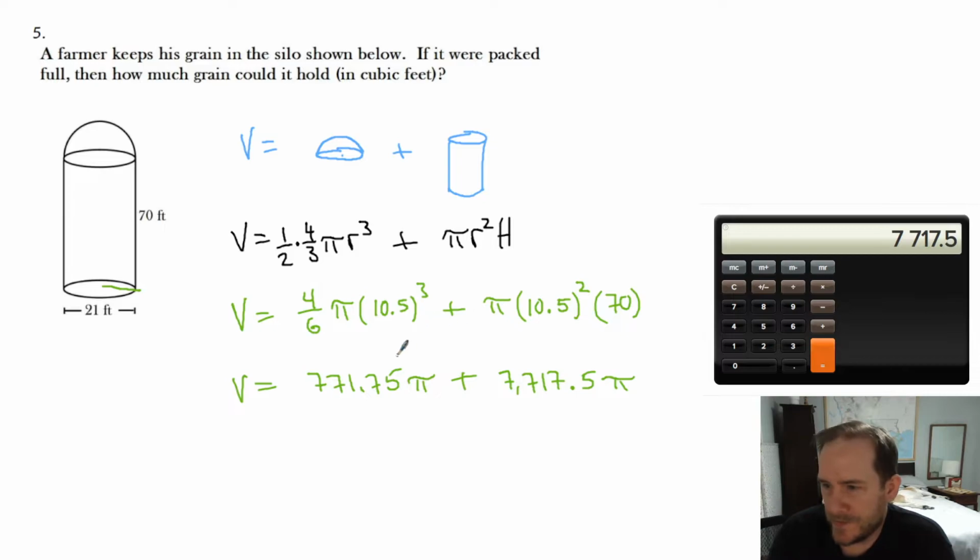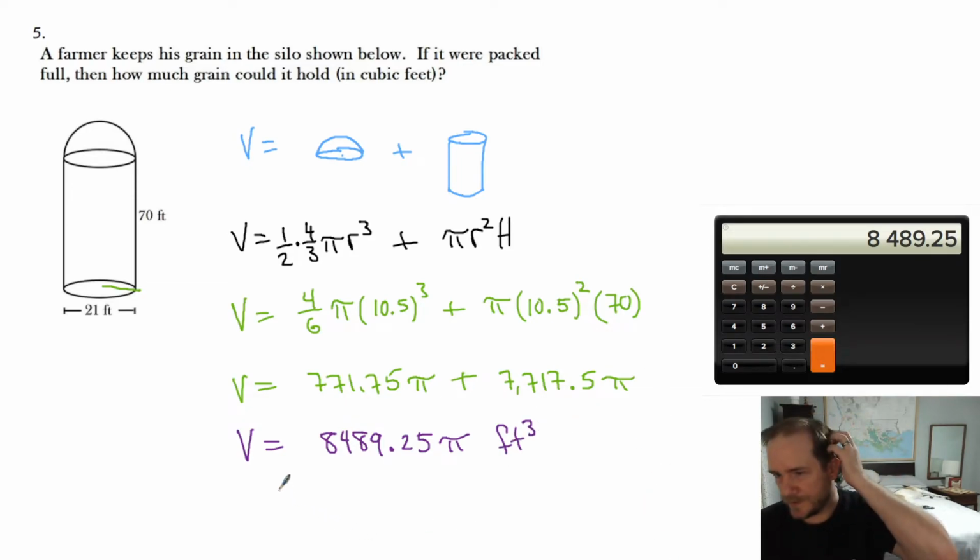So that means, since these both have pi's, we can just go ahead and add them together. So on our little calculators, we've already got the 7717.5, so we just have to add on the 771.75. So our answer should be 8489.25 pi. And those are cubic feet.